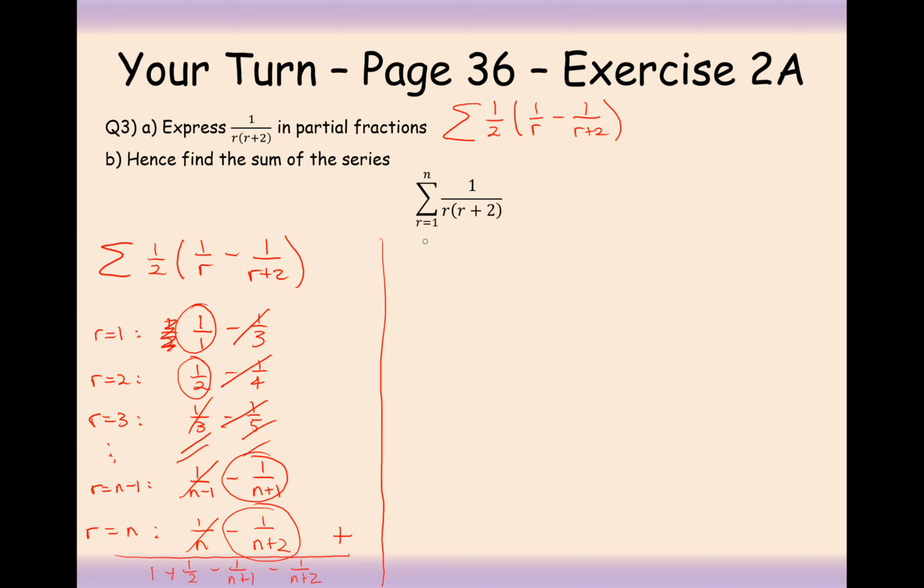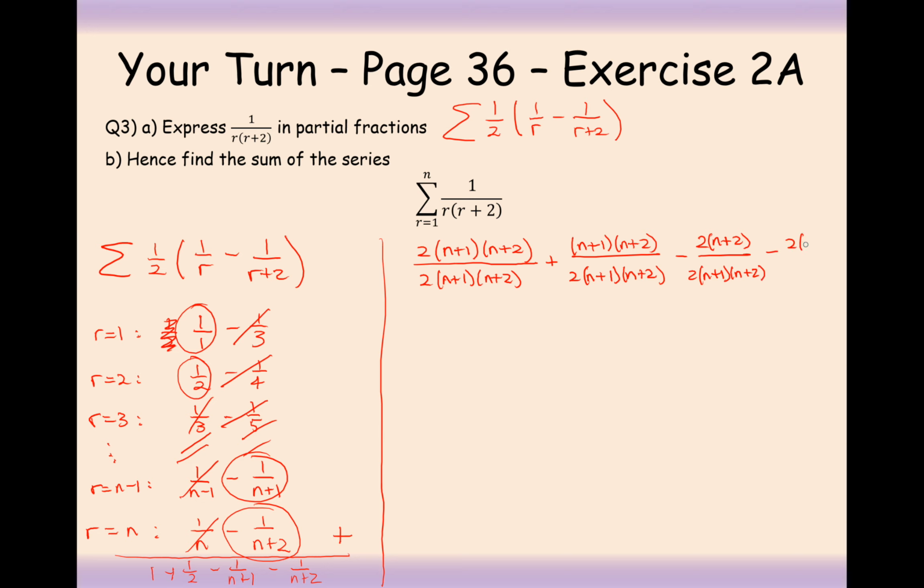So let's create common denominators. It's going to be 2 bracket n plus 1, n plus 2 as the thing we're going to multiply everything by. So that's going to be 2n plus 1, n plus 2. In the next term, it's going to be everything except the 2, because we're dividing by 2 there. So that's going to be n plus 1, n plus 2 over 2n plus 1, n plus 2. Then it's going to be minus everything apart from the n plus 1. So that's 2 bracket n plus 2 with the same denominator. And then minus 2 bracket n plus 1 over 2n plus 1, n plus 2. Nearly run out of space there.